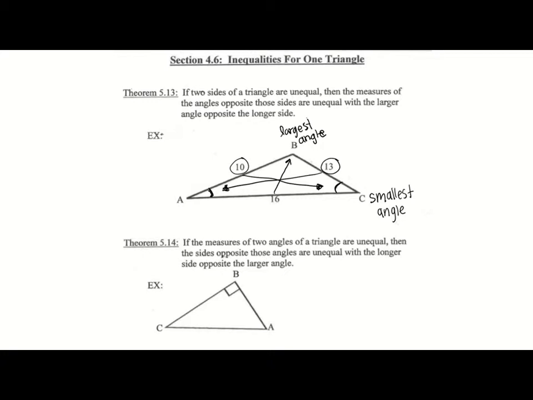So we could put our angles in order from smallest to largest by writing the measure of angle C is going to be less than the measure of angle A, which is going to be less than the measure of angle B. B is our largest, and C is our smallest.